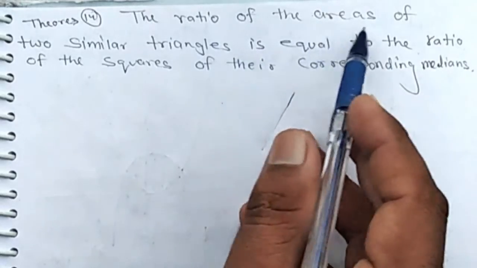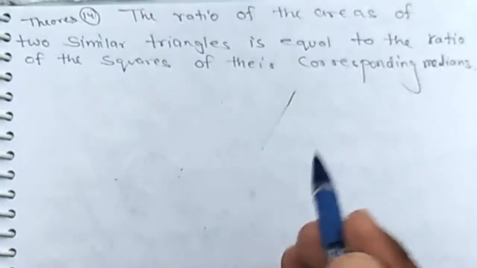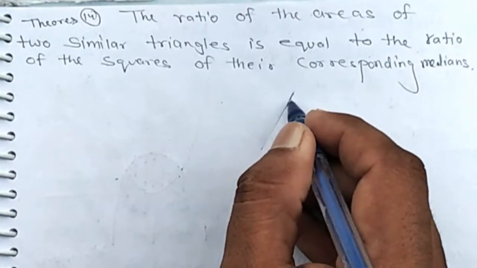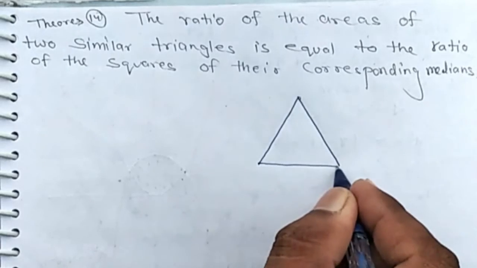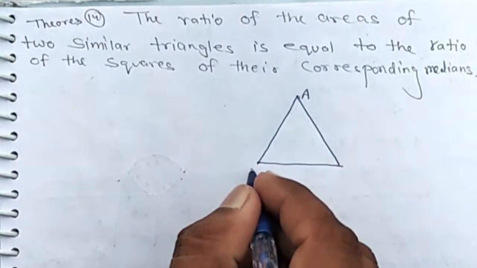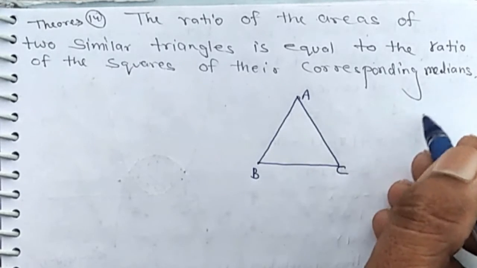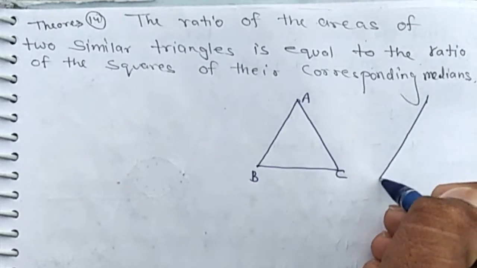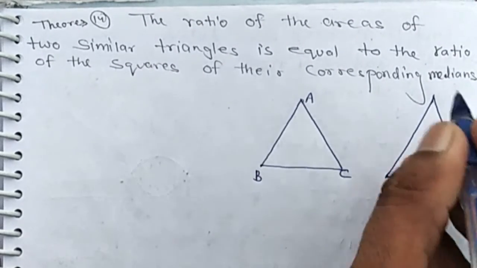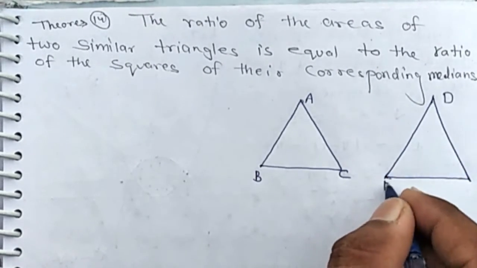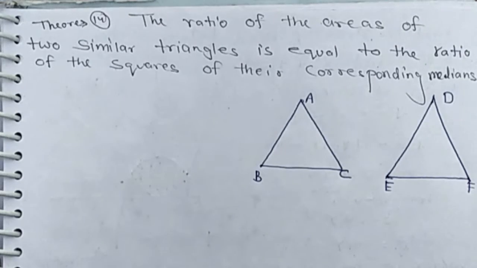The ratio of the areas of two similar triangles is equal to the ratio of the square of their corresponding medians. Let ABC and DEF be two similar triangles.